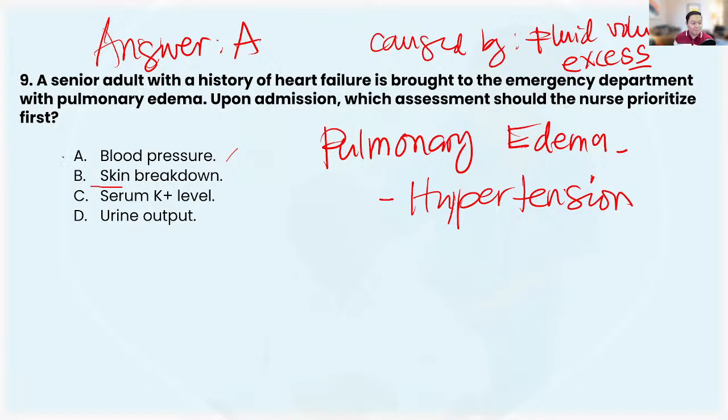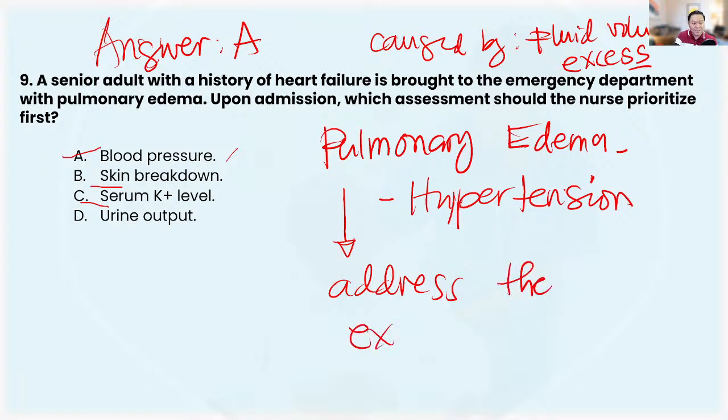Now, what about letter C, serum K level? Well, the serum potassium level is also important here, especially in heart failure, but it is not the priority management around this time, okay? As we are talking about edema. When there is pulmonary edema or hypertension, we need to get rid of the excess fluids, okay? We need to address the excess fluid first. Okay, that's why we definitely need to check the blood pressure first.